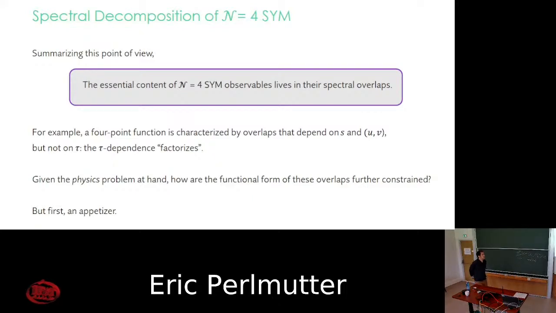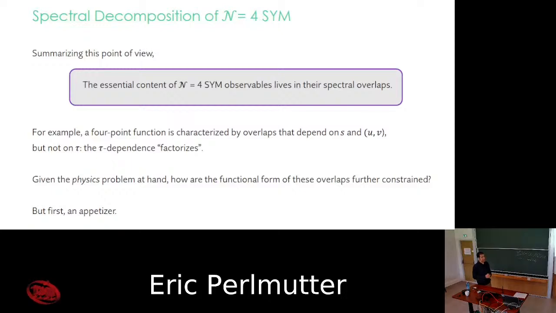Good. All right, so the point is that in this language, the essential content of N=4, after you strip away the SL(2,Z) invariance, lives in these overlaps. So in a sense, this is like a conformal block decomposition where the coefficients of that are the essential data. The conformal symmetry is packaged in the blocks.